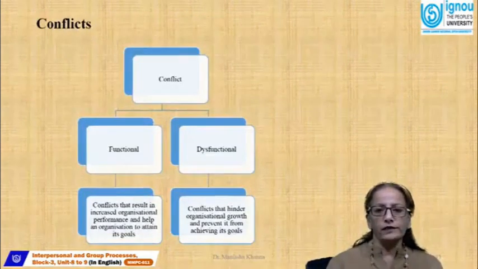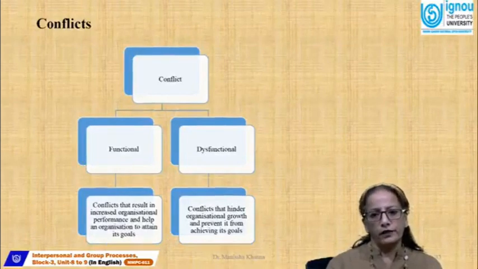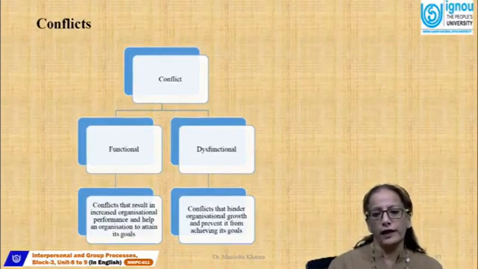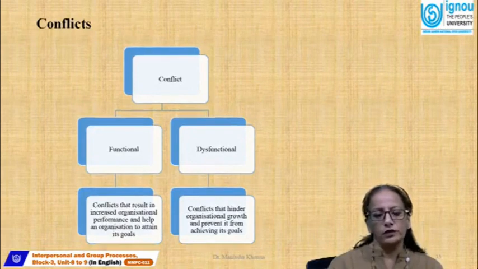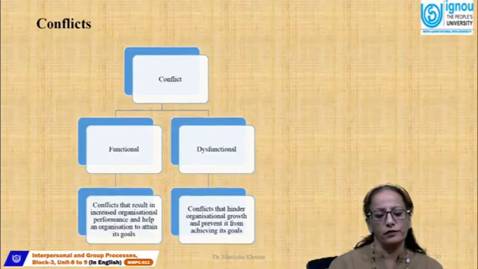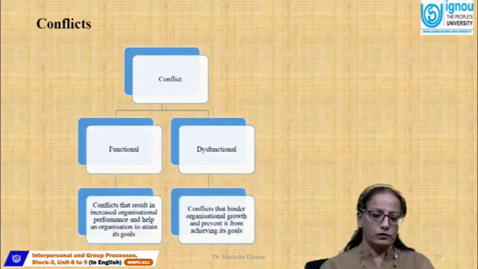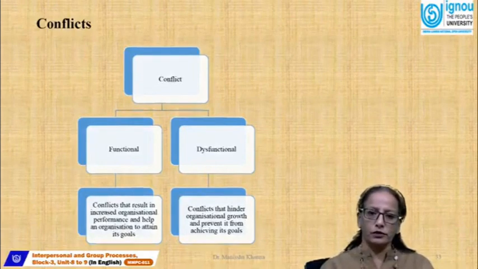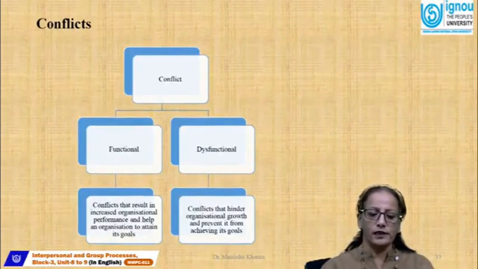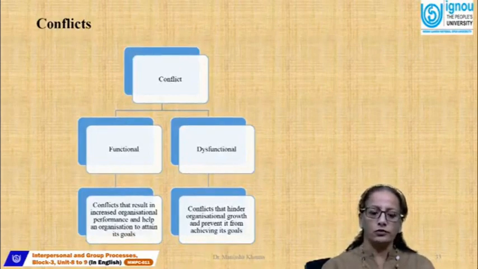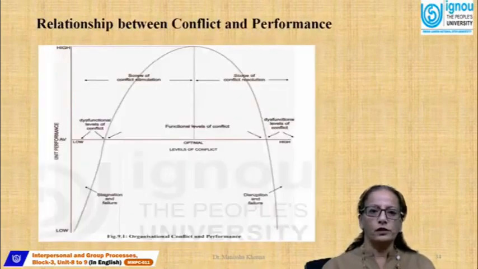So conflict overall is bifurcated into functional conflict and dysfunctional conflict. Functional conflicts are conflicts that result in increased organizational performance and help the organization attain its goals, whereas dysfunctional conflicts are conflicts that hinder organizational growth and prevent it from achieving its goals.